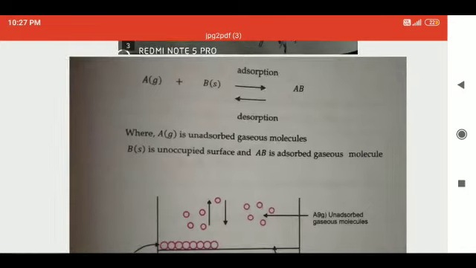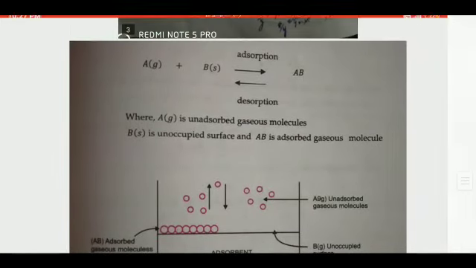By using the following diagram, A reacted with B, the rate follows adsorption, and you will obtain AB. The reverse process is called desorption. AB molecules are reversibly converted. In the above equation, Ag means unadsorbed gaseous molecules, Bs means unoccupied surface and AB means adsorbed gaseous molecules.